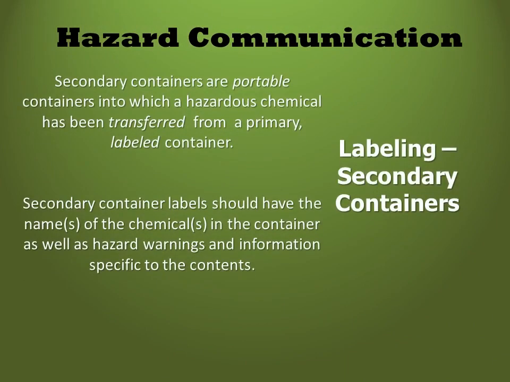Secondary containers are portable containers into which a hazardous chemical has been transferred from a primary labeled container. Secondary container labels should have the name or names of the chemicals in the container, as well as hazard warnings and information specific to the contents.